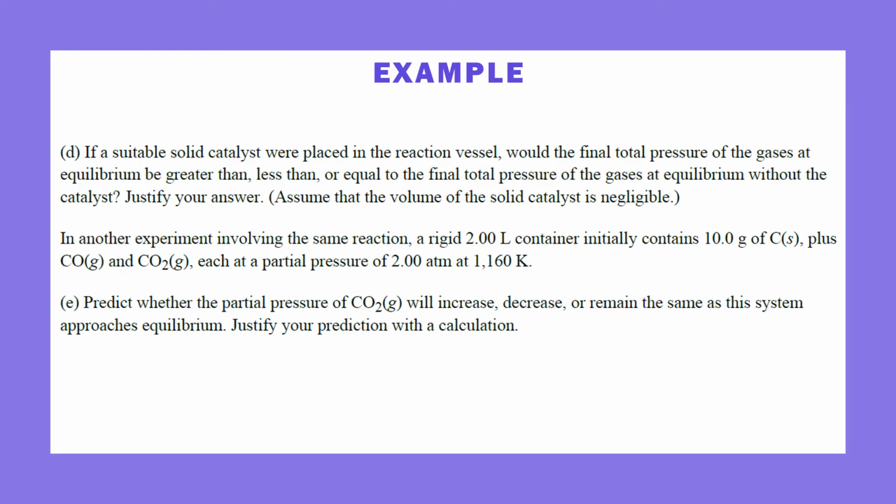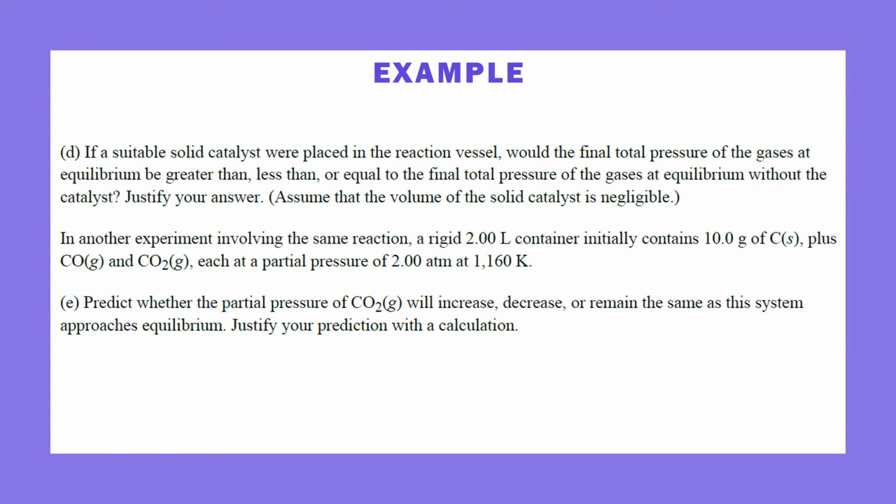Now, for part D, if a suitable solid catalyst were placed in the vessel, would the final total pressure of the gases at equilibrium be greater than, less than, or equal to the final total pressure of gases at equilibrium without the catalyst? Justify. So it will be the same. Catalysts affect the rate of a reaction, but for a reversible reaction, it affects the rate of both the forward and the reverse reaction. So it will reach equilibrium faster, but that equilibrium position will be equal whether or not you decide to use the catalyst.